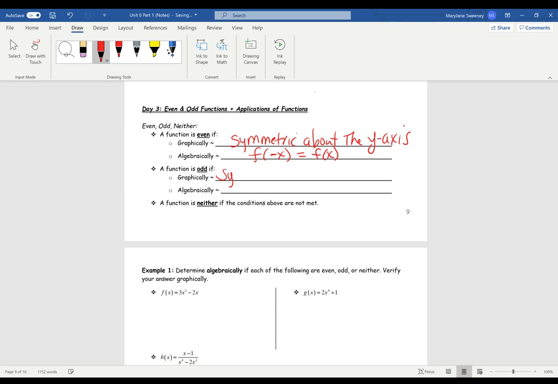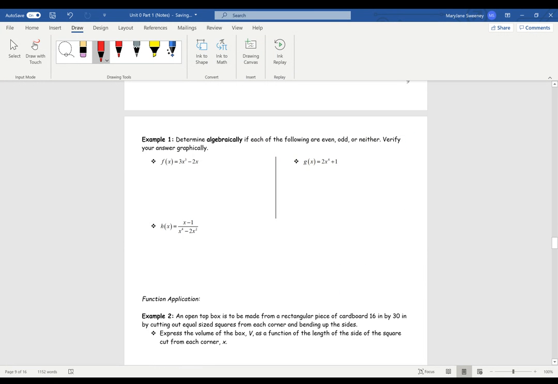Odd is symmetric about the origin. And algebraically, if you do f of negative x, you get the exact opposite of what you start with. You get a negated f of x. A function is neither if the conditions above are not met. Determine algebraically if each of the following are even, odd, or neither.